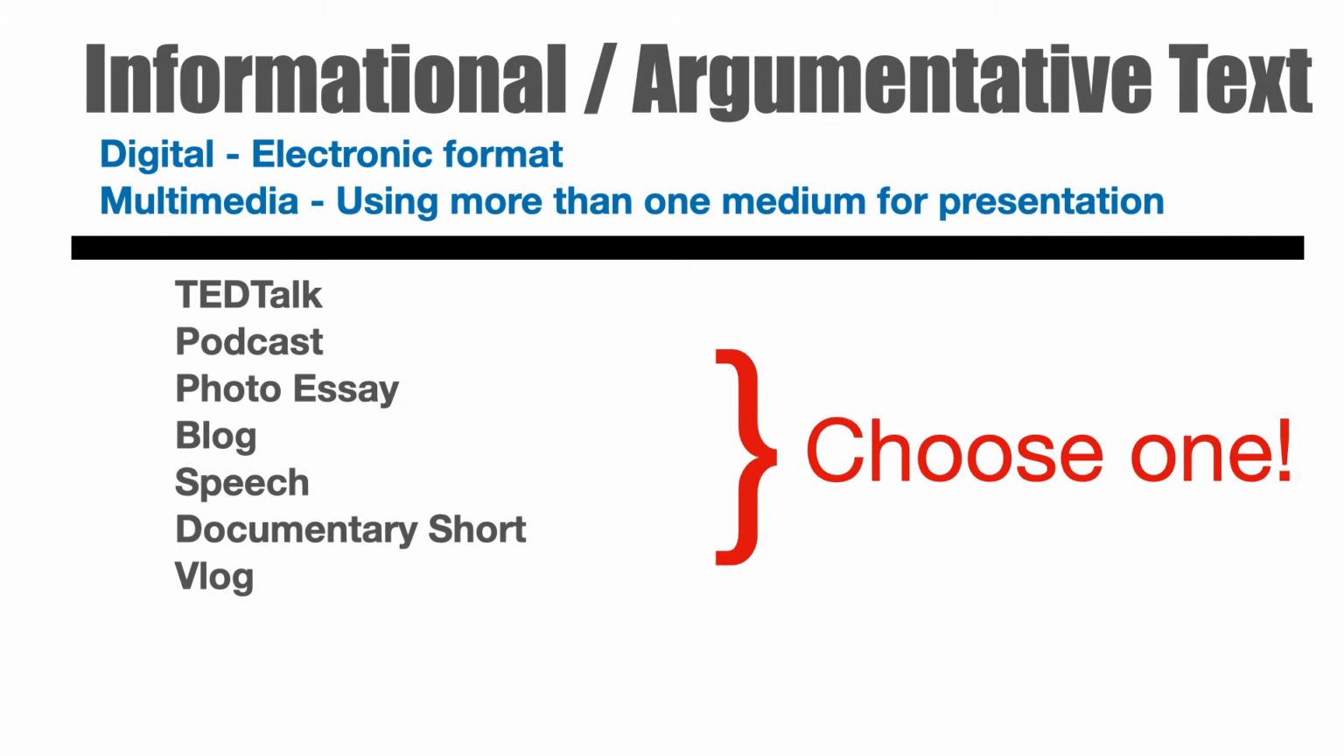Some examples for the kind of informational or argumentative text you can choose from includes TED Talks or Teen TED Talks, podcasts, a photo essay, a blog, speech, a documentary short clip, or a vlog or video log. You're going to pick one type of text that falls into one of these categories. They're digital or multimedia formats.